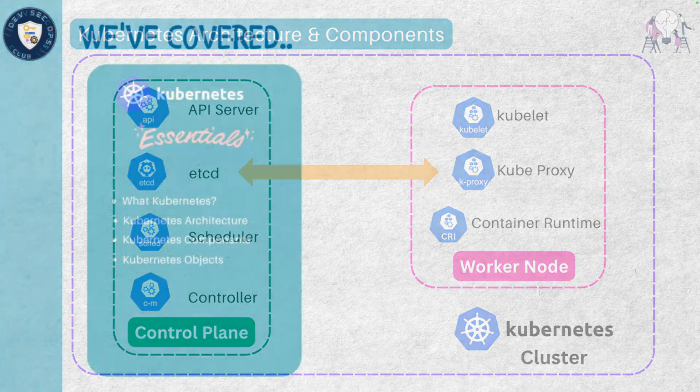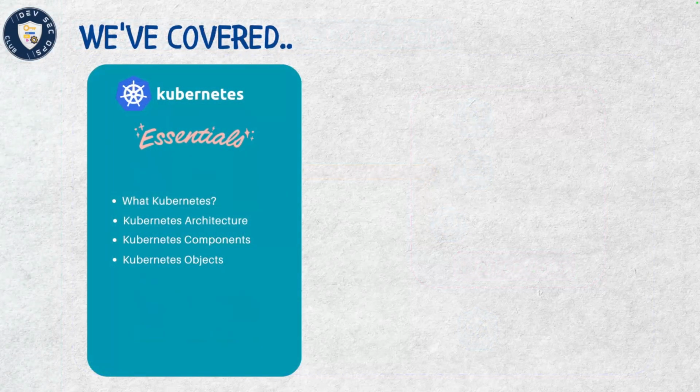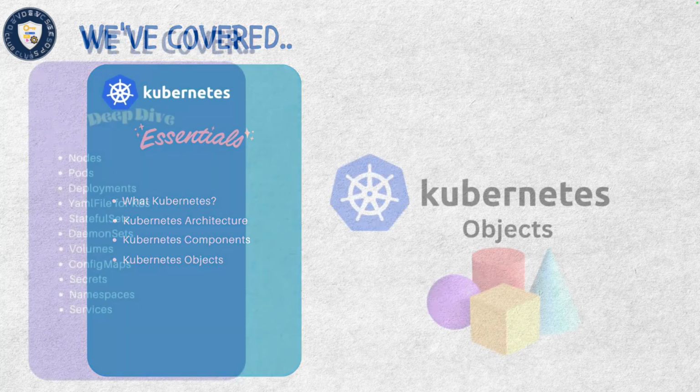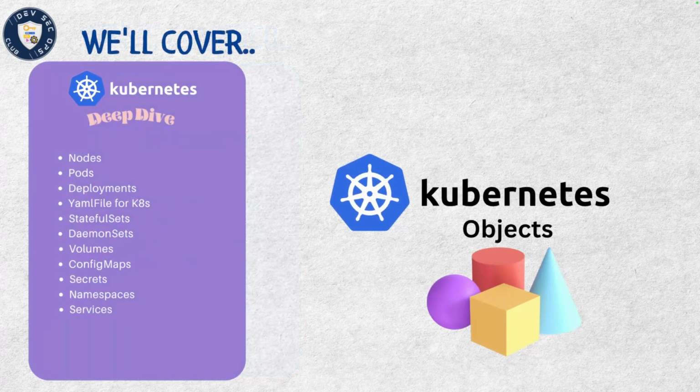So next, we have covered Kubernetes: what it is, the architecture, the components, and the objects. So objects are our next topic. Of course I could explain, but it's better to actually show you what objects are in practice, in action. So these are our objects of Kubernetes, and we will see everything.